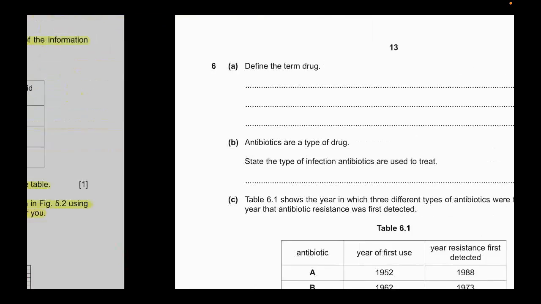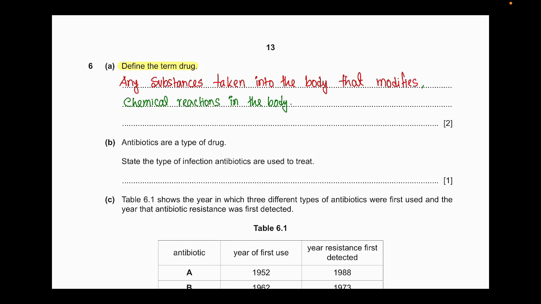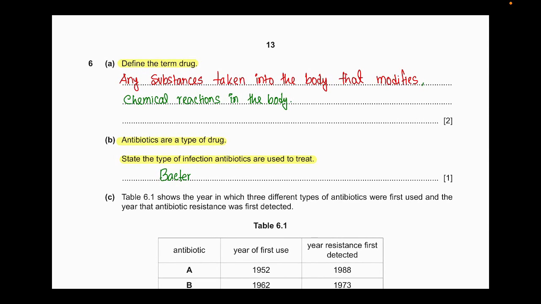Next question, guys, define the term drug. So basically, a drug is any substance that is taken into the body that modifies chemical reactions in the body. Antibiotics are a type of drug. State the type of infection antibiotics are used to treat. Antibiotics can treat bacterial infections because antibiotics work on bacteria. So bacterial infections.